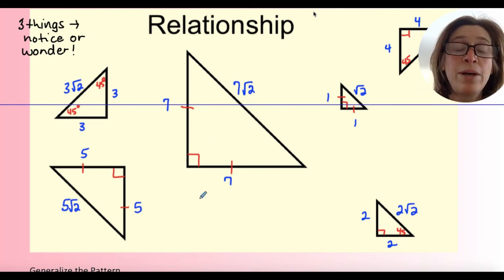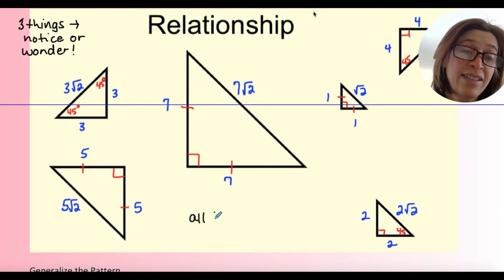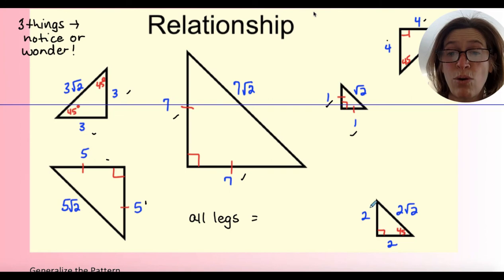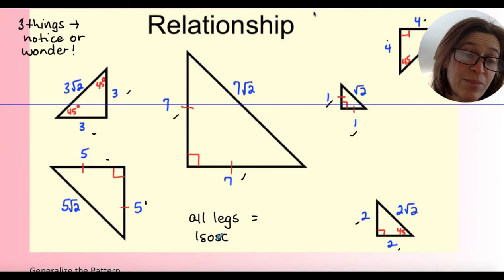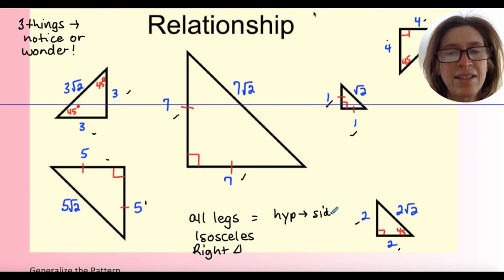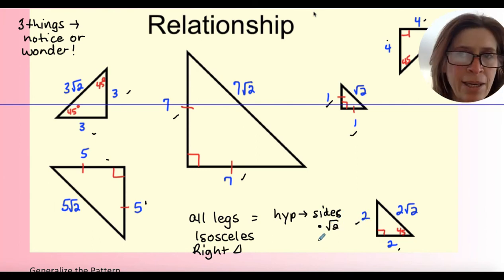And so I'm hoping that you maybe noticed that all of the legs were equal to each other, like 7 and 7, 3 and 3, 5 and 5, 1 and 1, 4 and 4, 2 and 2. Wondering if you noticed that they were all isosceles. Did you notice they were all right triangles, maybe? Maybe you noticed that the hypotenuse of the triangles was always the sides times root 2. And maybe you noticed that there were 45-degree angles.